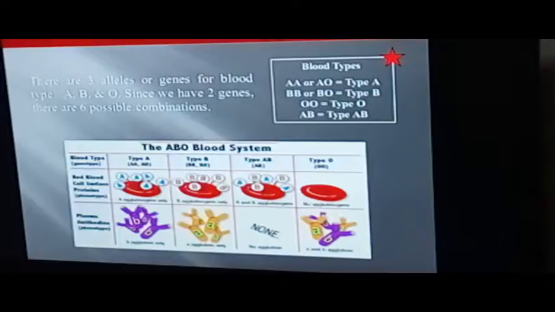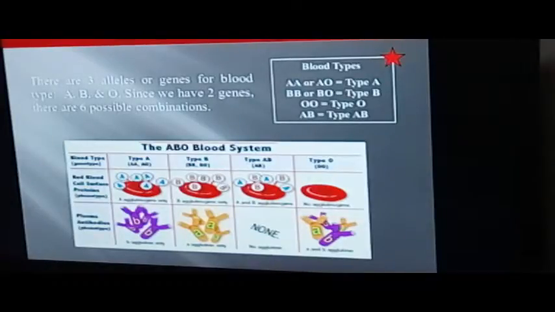So here are the blood types. There are 3 genes for blood types, A, B and O. Since we have 2 genes, can't have all 3, you can only have 2, right? One of each. So there are 6 possible combinations.